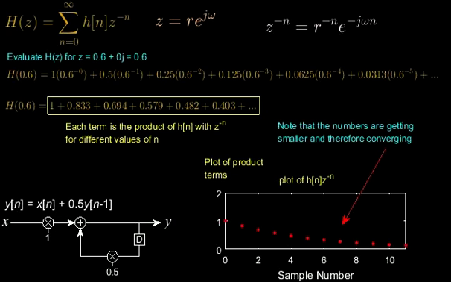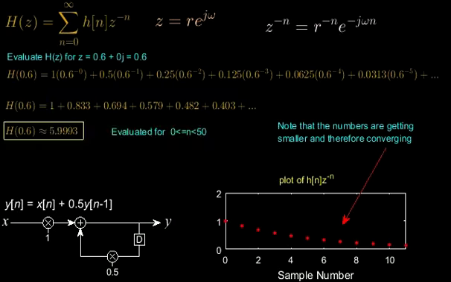Since these product terms are converging, h of z can be determined and we can get an approximate value of h of z at z equal to 0.6 plus 0j by summing the first 50 terms of these products, and we'd get a value of 5.9993.